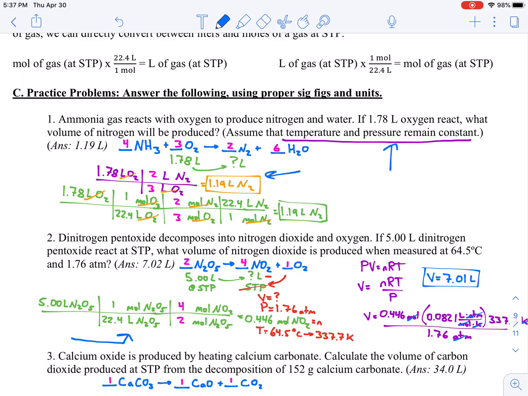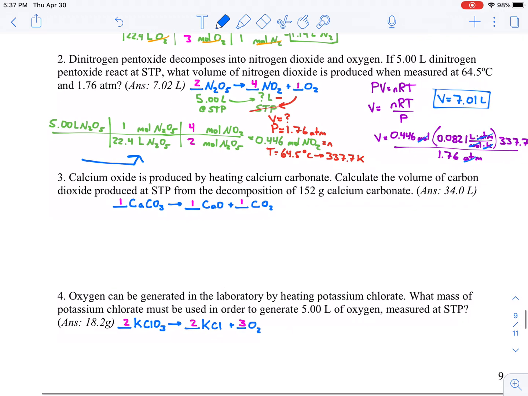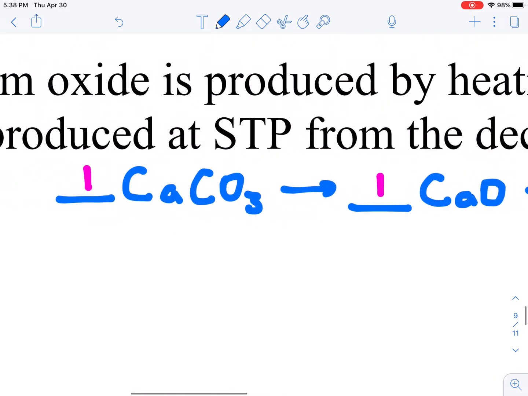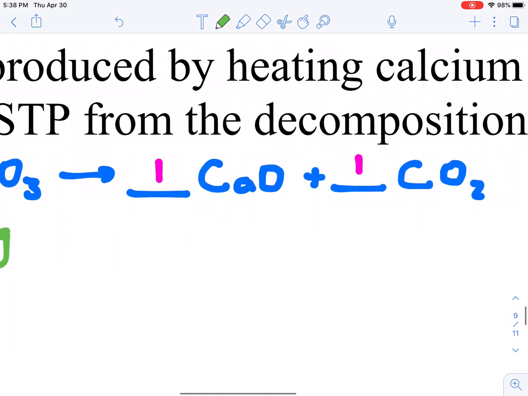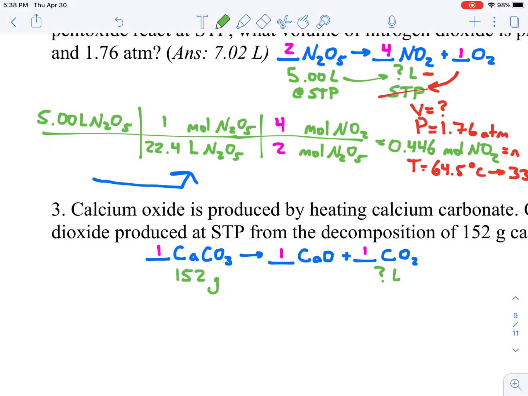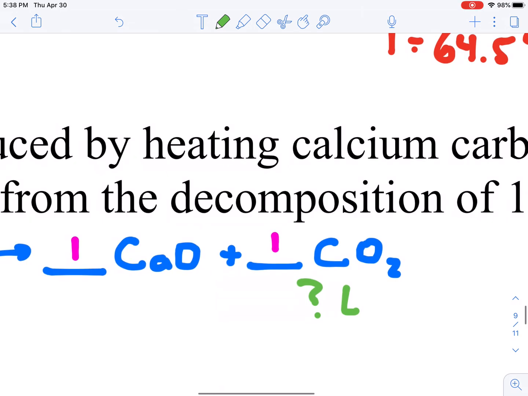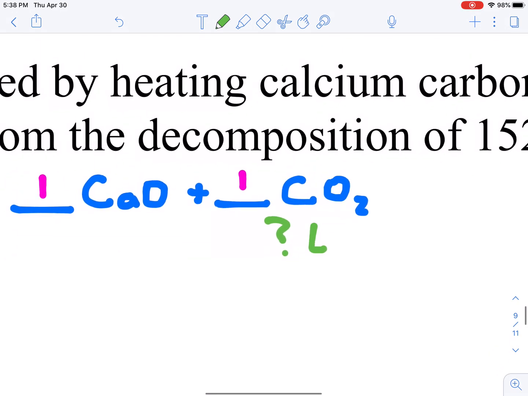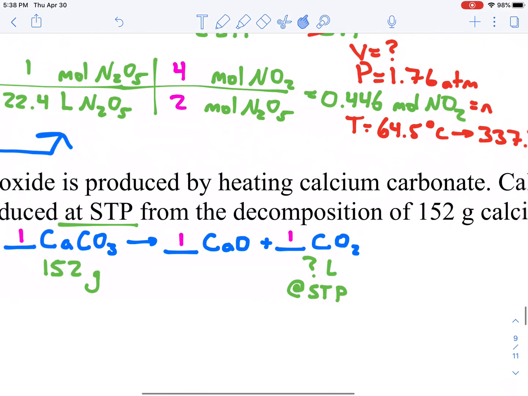Okay, let's try some other examples with different applications. Let's look at calcium oxide being produced from the decomposition of calcium carbonate. So here, we are told that we're going to start with 152 grams of calcium carbonate, and we're interested in how many liters of CO2 we can make. And by the way, it says that CO2 is produced at STP. So that's an important clue that we're going to be doing this at STP, and that might help us out.